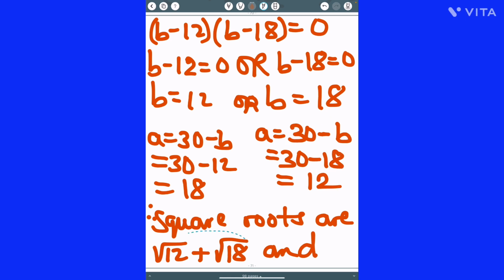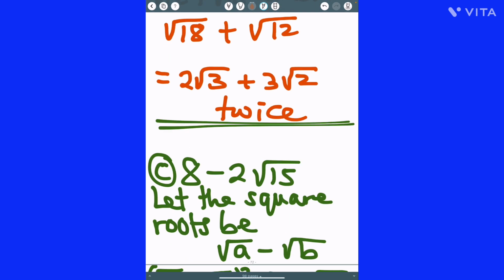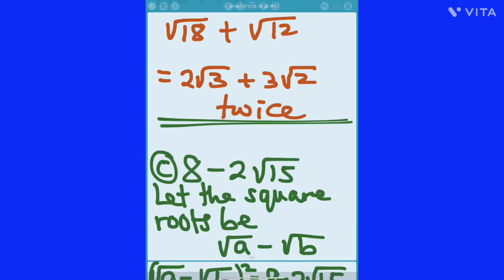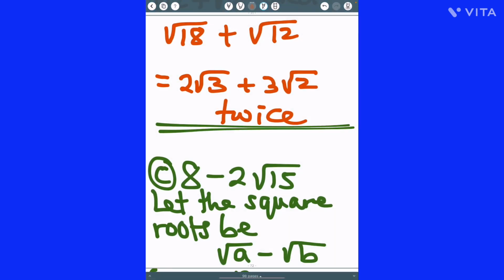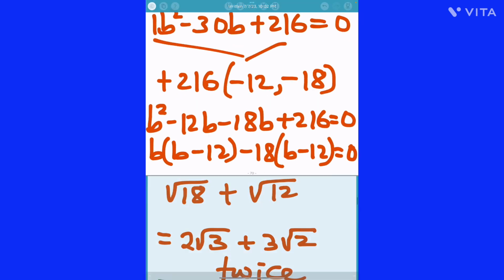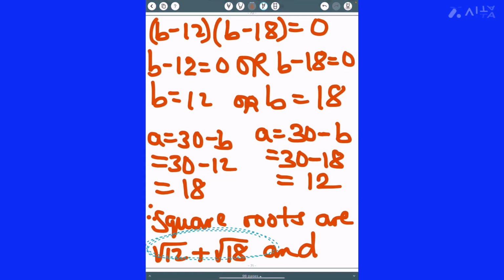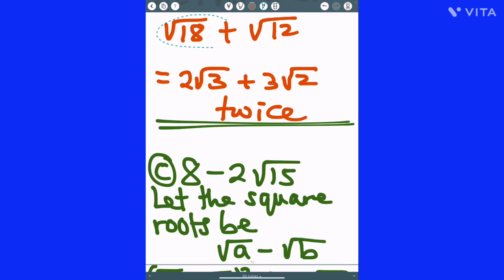So the square roots of our binomial surd are what? Root 12 plus root 18, and root 18 plus root 12. Root 18 will simplify into 2 root 3. I hope you remember that.